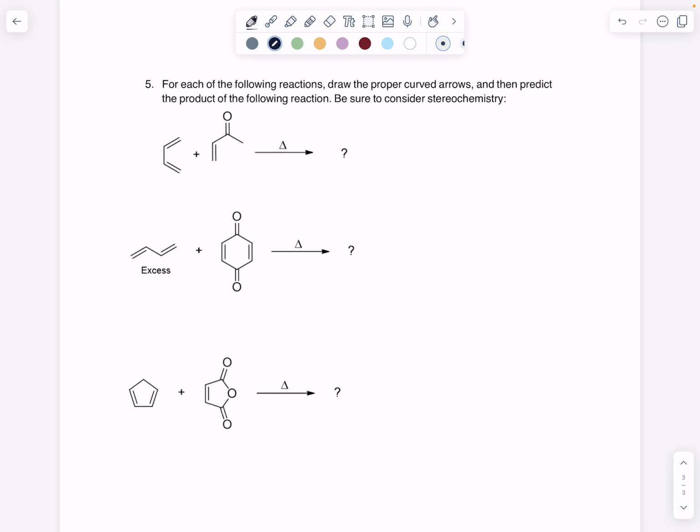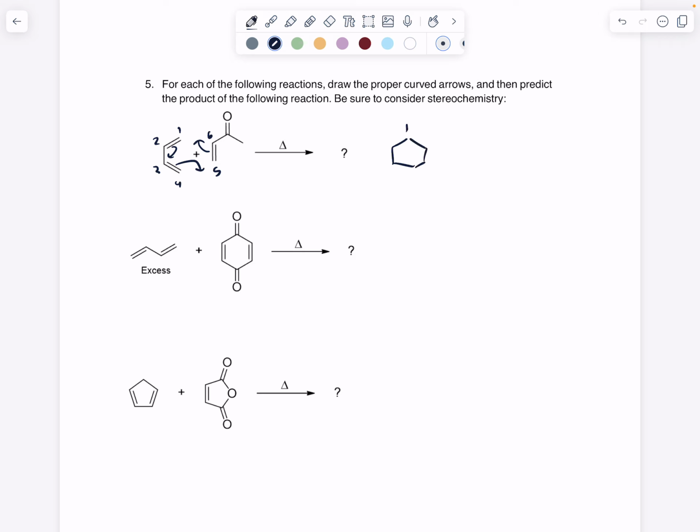Okay, for each of these, draw the proper curved arrows and then predict the product of the following reaction. Okay, there's a few different ways you can draw the curved arrows for Diels-Alder, so just remember that you can do it one of several different ways. You can draw the curved arrows to point where it's going to react, which works well if you don't have the diene already on a ring.